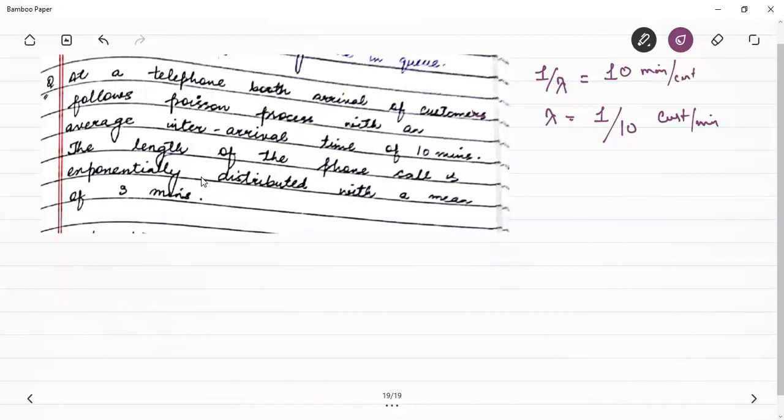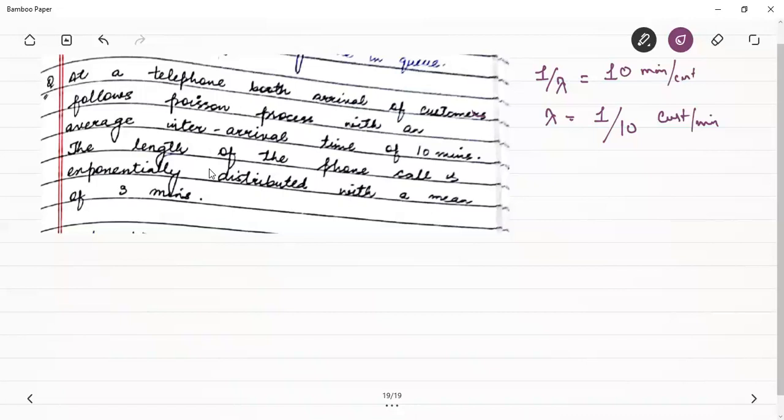यहाँ पे phone call is the service. जो लोग आ रहे हैं टेलीफोन बूथ पे, these are the arrivals. And the length of the phone call यहाँ पे service है. The length of the phone call is distributed exponentially with a mean of 3 minutes. 3 मिनट के बाद फोन कॉल सर्विस हो रहा है, दैट इज 3 मिनट के बाद, जैसे एक कस्टमर की सर्विस होगी, 3 मिनट के बाद दूसरे कस्टमर की सर्विस होगी. अब यहाँ पे सर्विस क्या है, phone call.